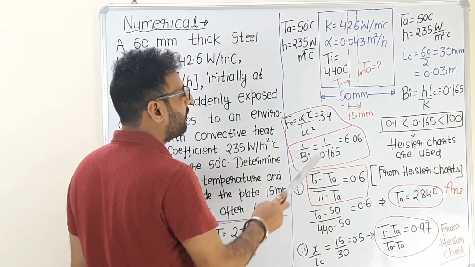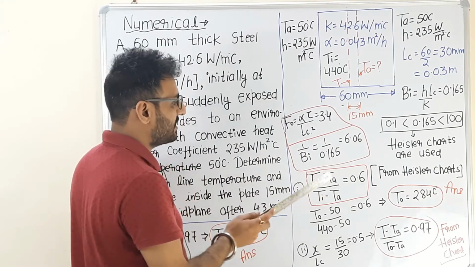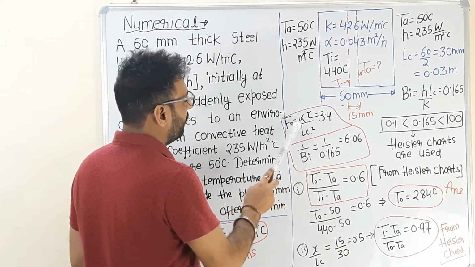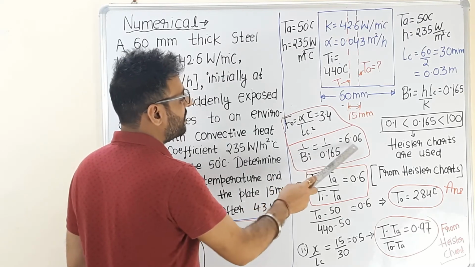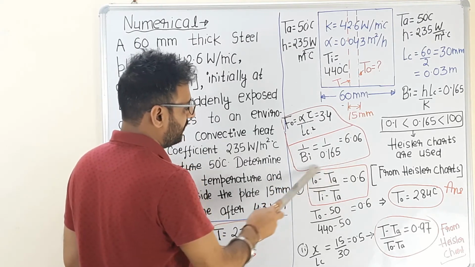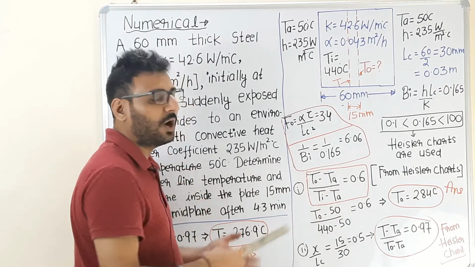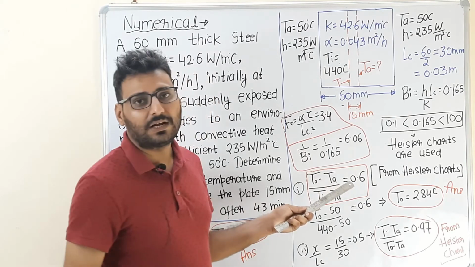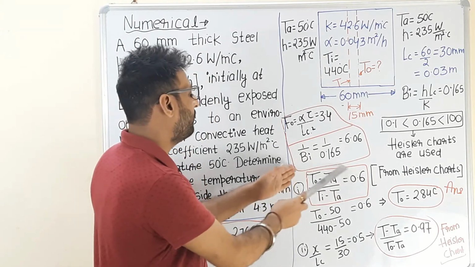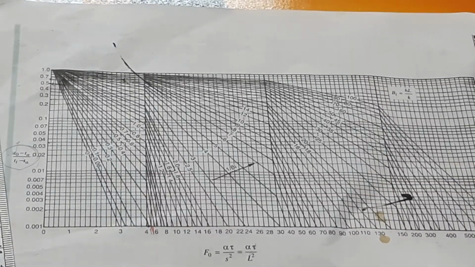1 upon Biot number comes out to be 6.06. So according to the Heisler chart, for Fourier number of 3.4 and 1 upon Biot number 6.06, the value of this factor comes out to be 0.6. So we are going to discuss how this value comes out, how we can determine the value of this factor from the Heisler chart. Now we will discuss how to read the Heisler chart.